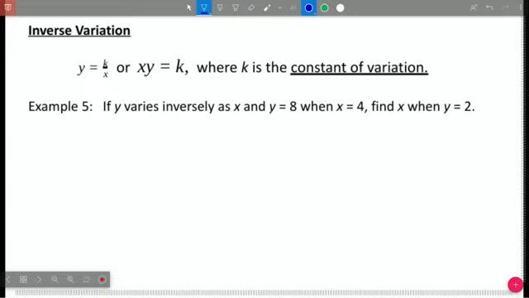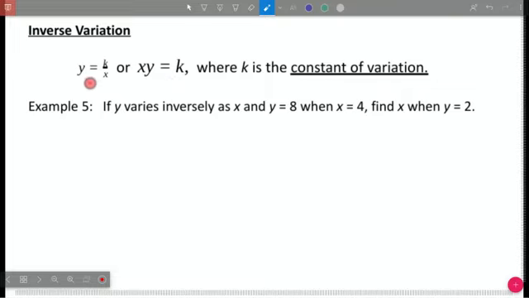Now in inverse variation, we do still have a constant k, but our equation is going to be different. Instead of y equals k times x, we're going to be doing y equals k divided by x. Or an alternative form of that equation: if I multiply by x on both sides of this original equation, I come up with xy equals k. So if I multiply my two variables, I'm going to get the same constant every time.